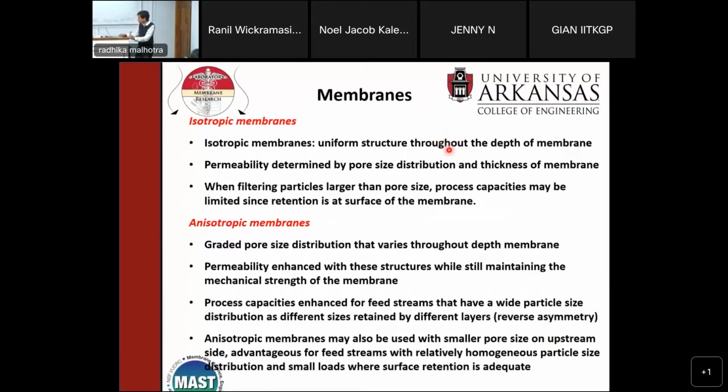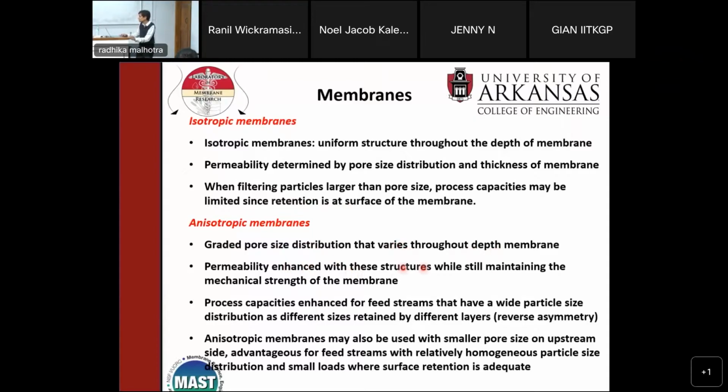Okay, so a little bit more on isotropic and anisotropic membranes. Isotropic membranes have a uniform structure throughout the depth of the membrane. Permeability is dependent on pore size distribution and thickness of the membrane. When filtering particles larger than the pore size, process capacity may be limited since retention is at the surface of the membrane. Okay? Anisotropic membranes have a graded pore size distribution that varies throughout the depth of the membrane.